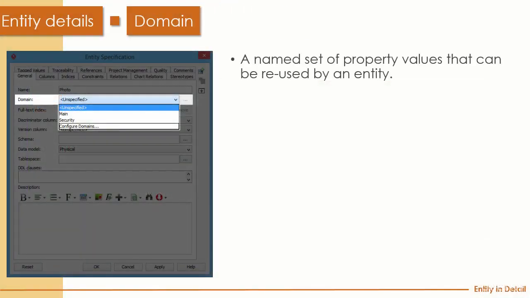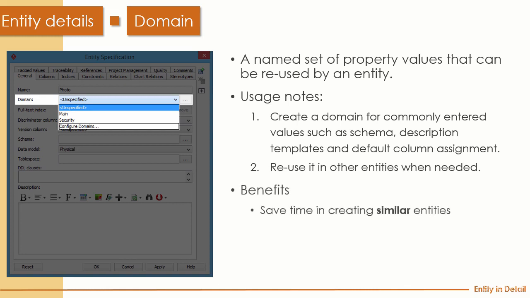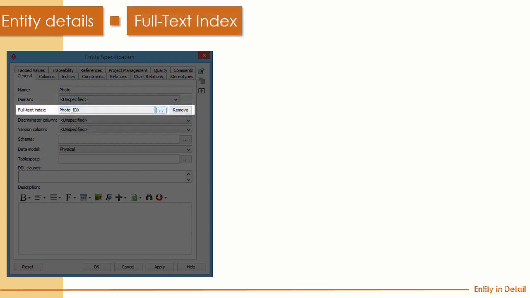Okay, let's come back to the slide. The domain is used to maintain common values or descriptions that you can use in different entities, and reuse in other entities when you need it. I just demonstrated to you. So the benefit is saving time in creating similar entities like log transactions, and the other benefit is to keep the data model consistent. Then the second property we look for is a full text index.